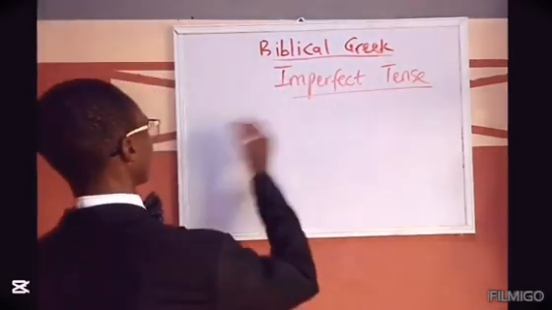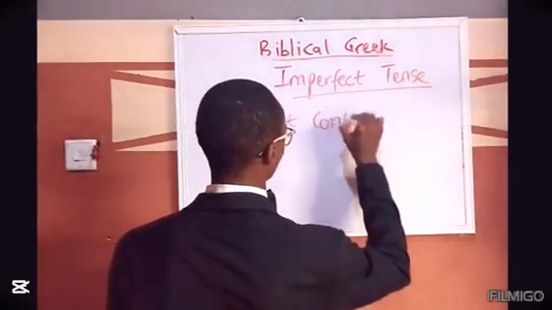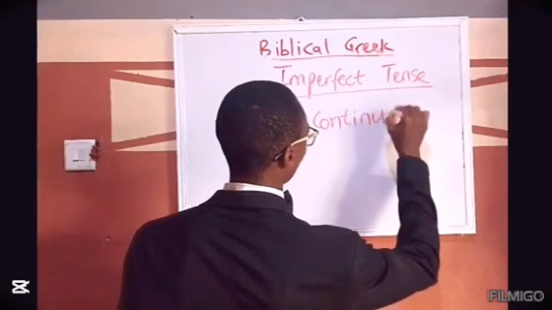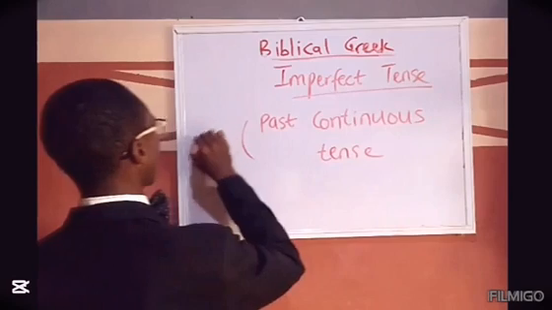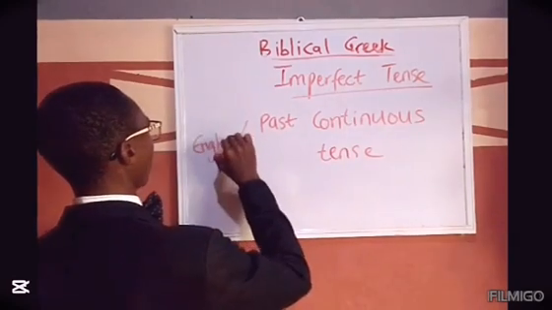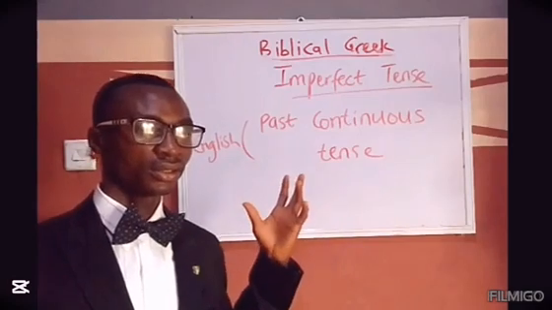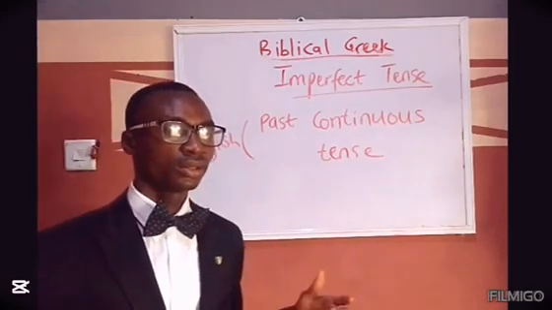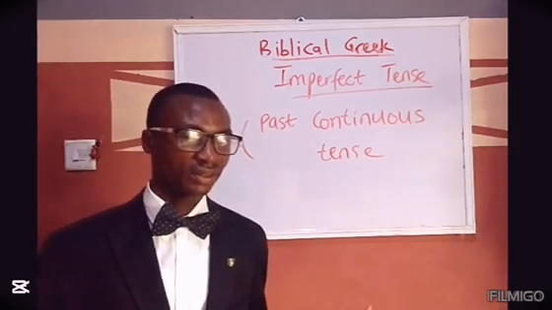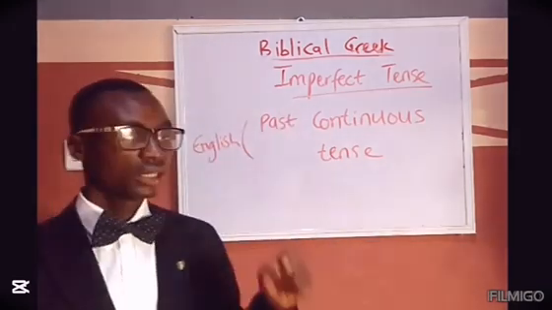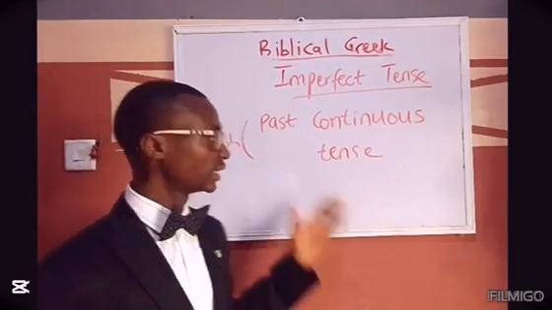So it's similar to the past continuous tense that we have in English. An action done in the past but not completed. That's what we mean by the Greek imperfect tense. Then we have the endings.